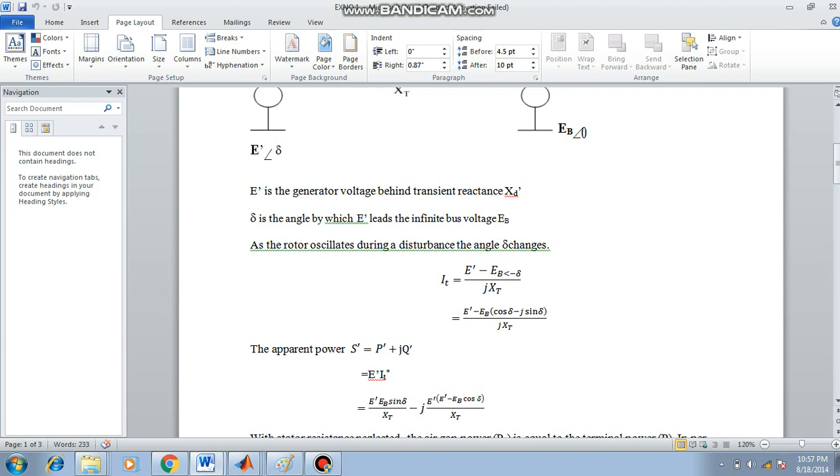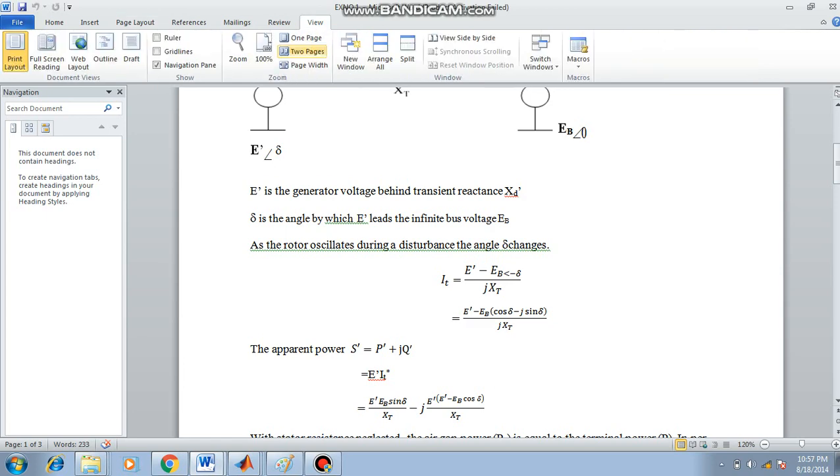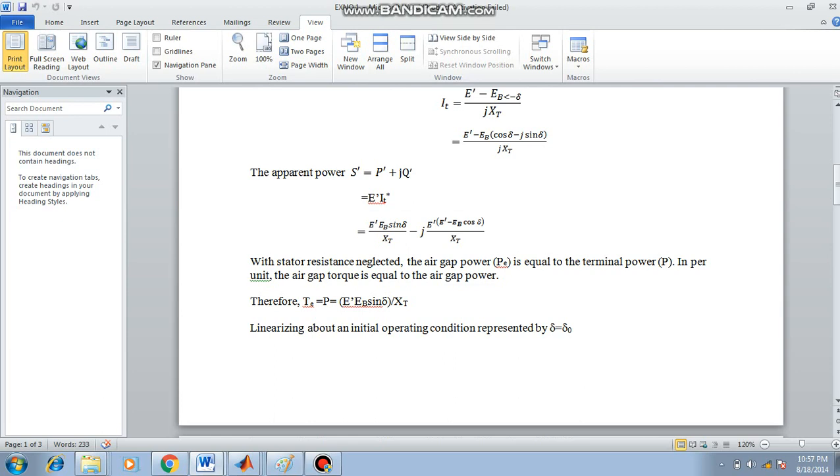Then for derivation, I am deriving the value of the current IT, that is nothing but E dash minus EB at an angle minus del divided by jXT. So this can be simplified as the below equation, and the apparent power S dash is P dash plus jQ dash. This can be again written as E dash EB sin del divided by XT minus j into E dash minus EB cos del divided by XT.